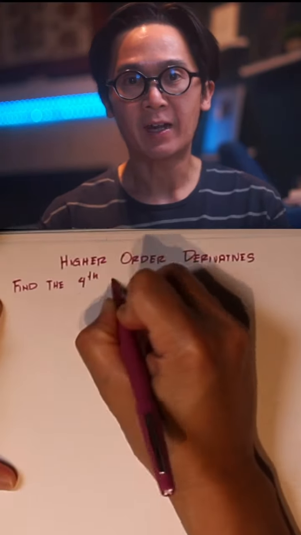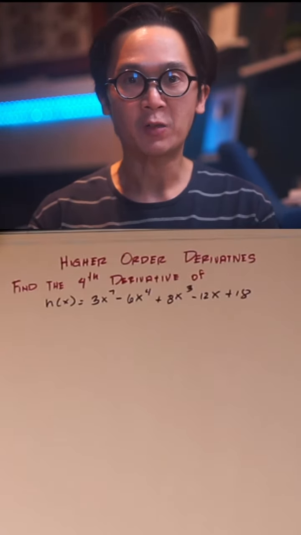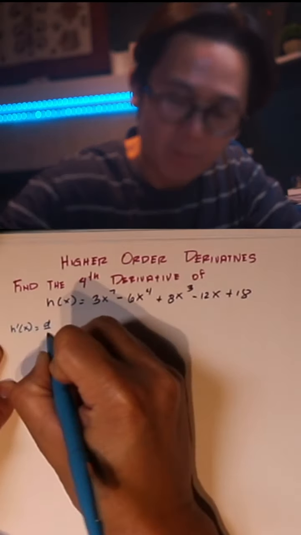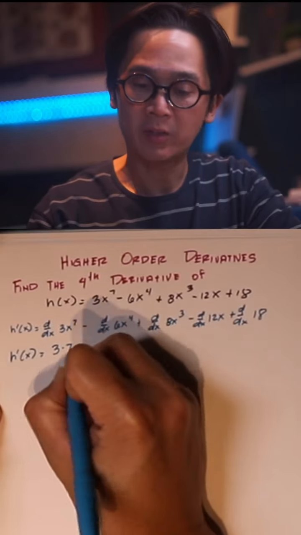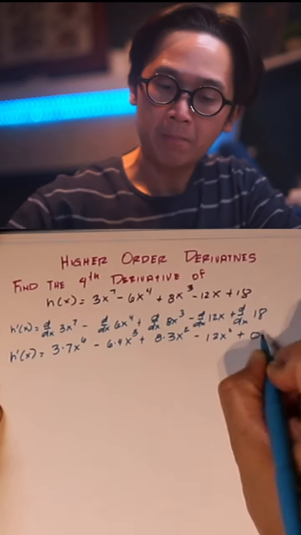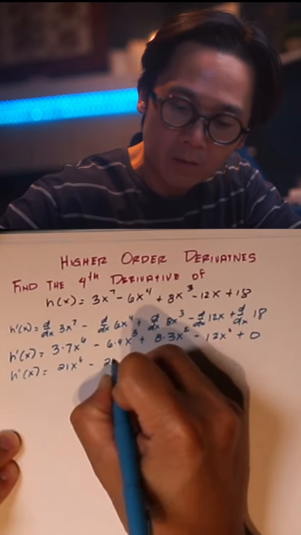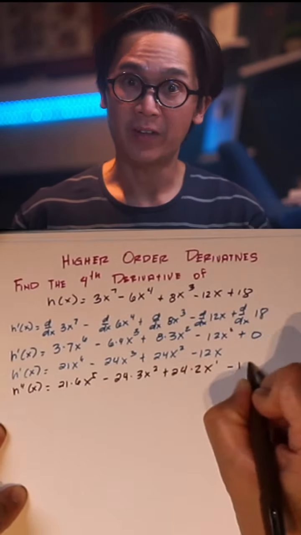Now let's find the fourth derivative of h of x, starting with h prime of x. Let's use the power rule to find the derivative of each term and simplify our function. And now let's find the second derivative of h of x.